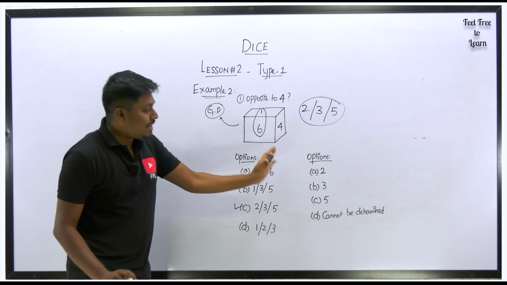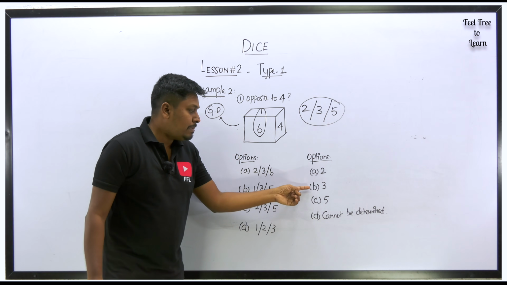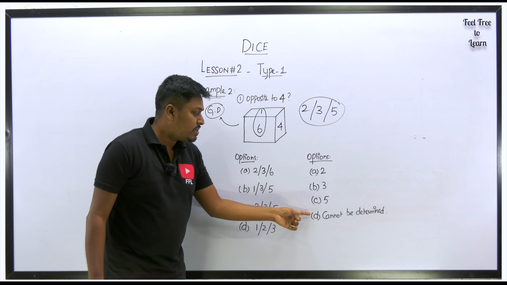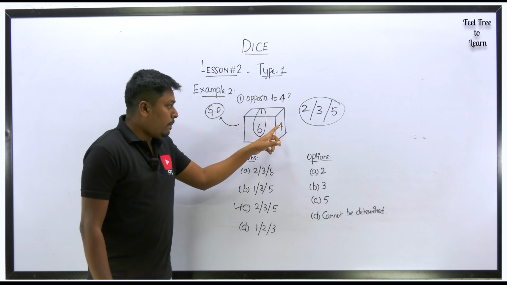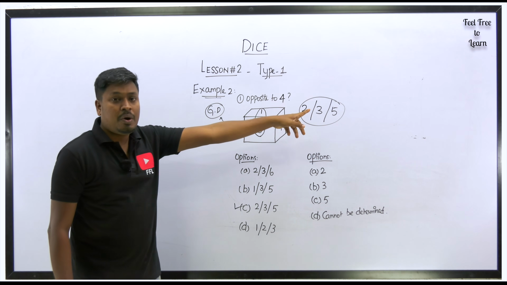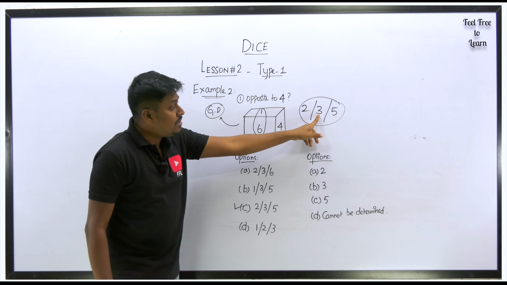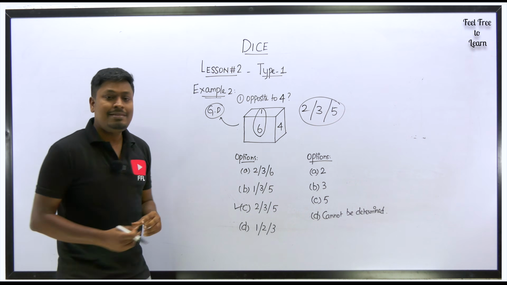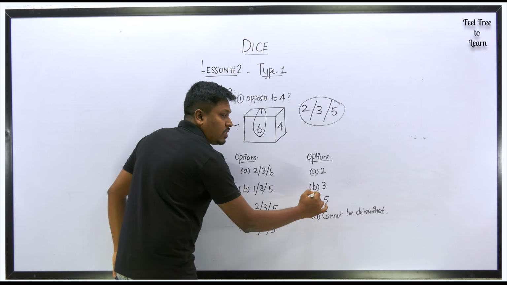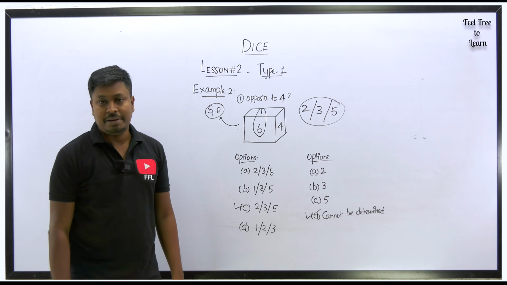But when you look at the second case, they have given an option like this. Option A is 2, option B is 3, option C is 5, option D is cannot be determined. So here we know that opposite to 4, there are 3 options. Either opposite to 4 can be 2, or else it can be 3, or else it can be 5. We don't know the exact answer. So in that scenario, you should not mark all these options. You should say the answer for the question will be cannot be determined.